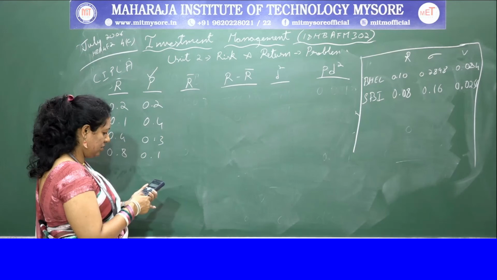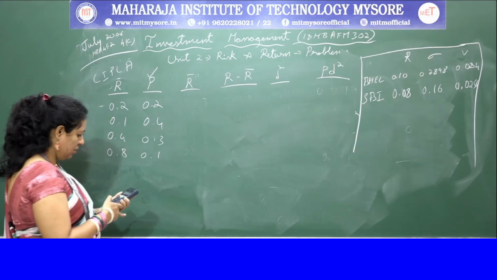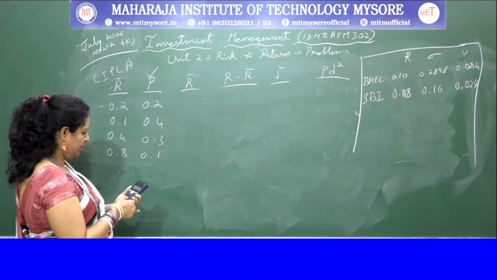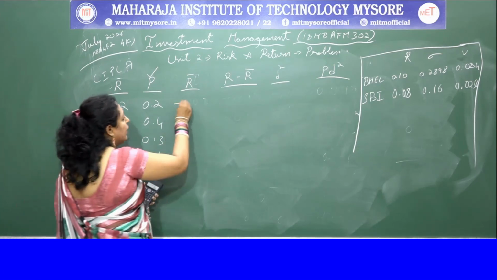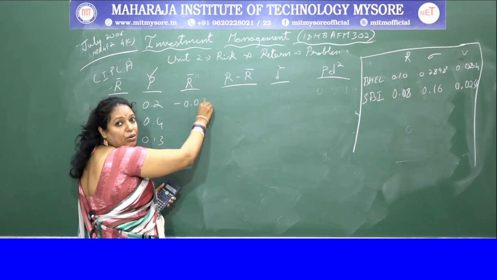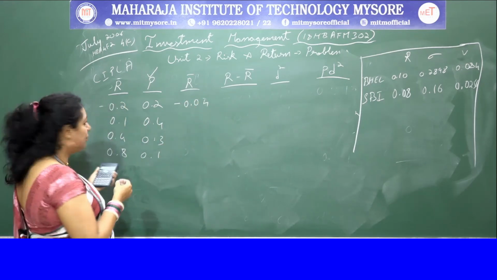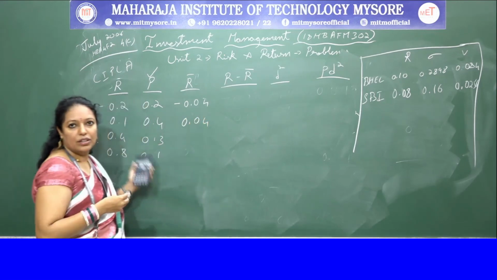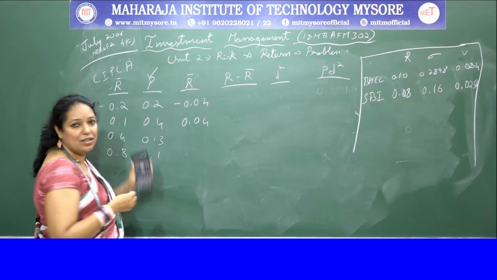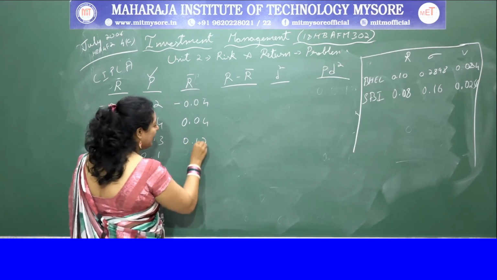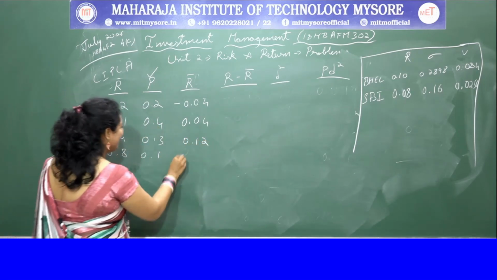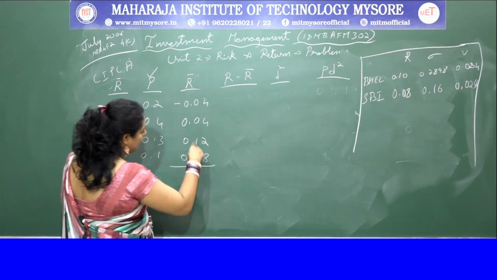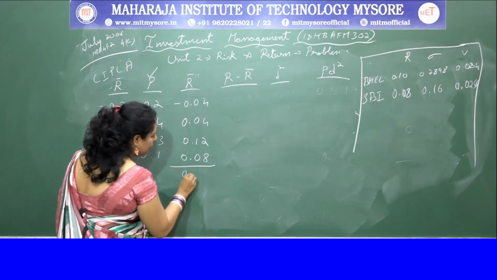So minus 0.2 into 0.2, minus 0.04, and the same way do it for the next, the same 0.04. Okay, this is negative and this is positive, and this is a bit easy when compared to the previous one. 0.08. So this is done. So let's have a total. So 0.20.